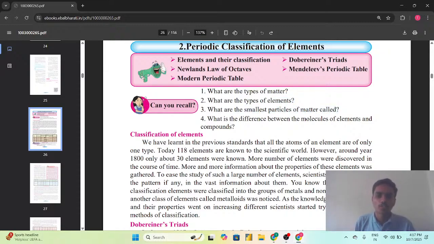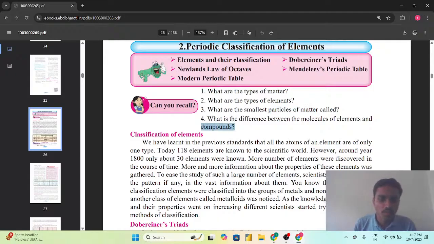So the smallest particle of matter is called the atom. What is the difference between the molecules of the elements and the compounds? So molecules are the smallest unit of a compound and the atom is the smallest particle of matter.